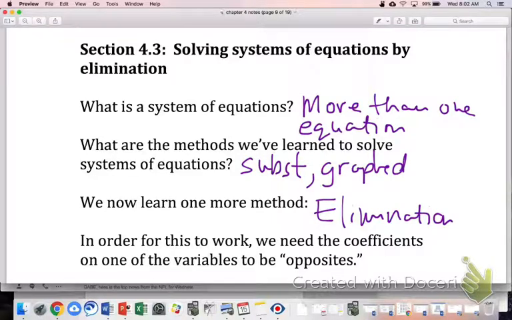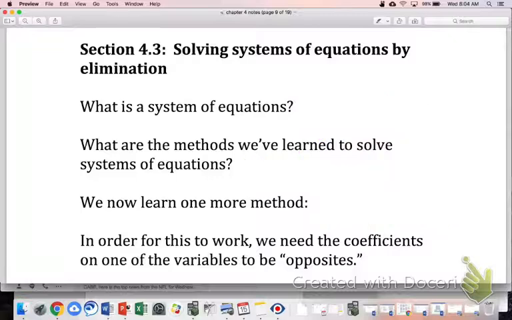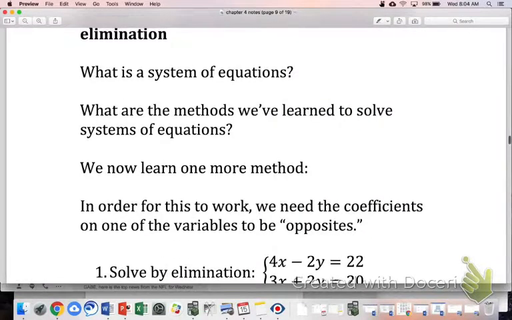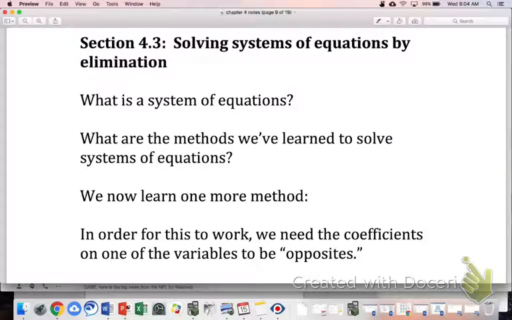So in order for this to work, we need the coefficients on one of the variables to be opposites. So I want to make sure for just a second here we clarify what opposites are. So if I asked you, what is the opposite of 7? What would you say? Negative 7. Okay, so the opposite of 7 is negative 7. What if I said, what's the opposite of negative 4? What would you say? 4. So opposite just means the other sign, right?